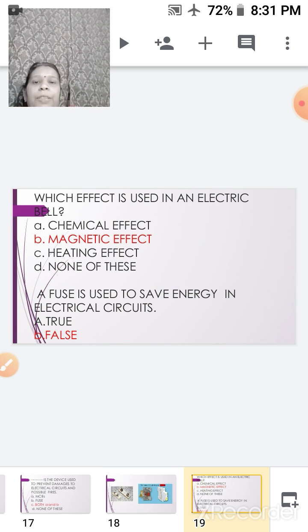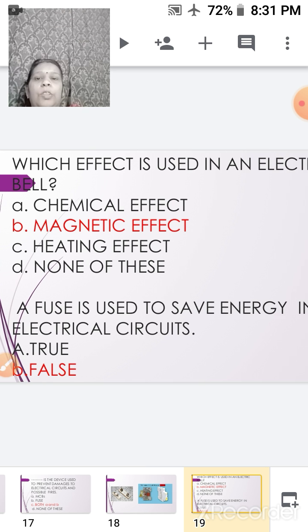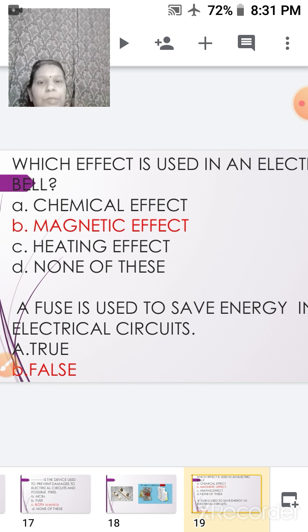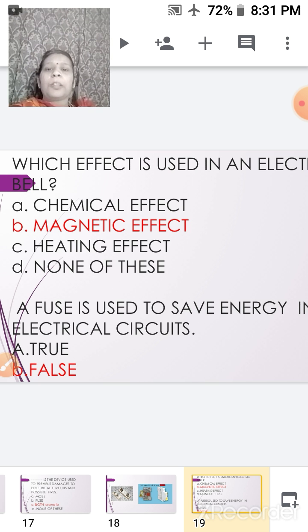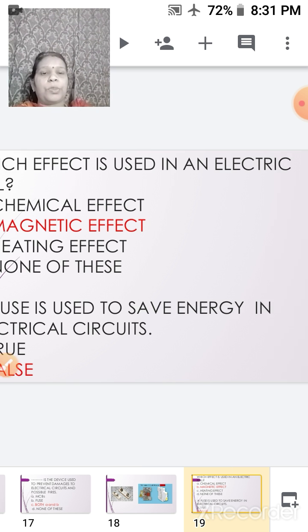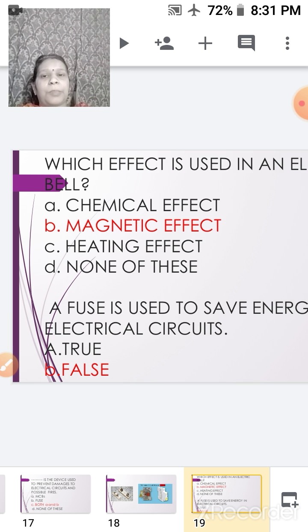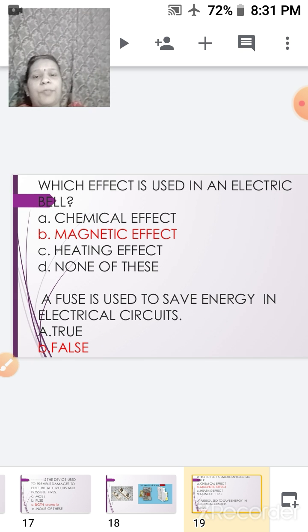Now, which effect is used in an electric bell? Options are chemical effect, magnetic effect, heating effect, none of these. When we are talking of an electric bell, it is your magnetic effect. Next one: a fuse is used to save the electricity in the electrical circuit. Whether the statement is true or false, it is false. It is used as a safety device.